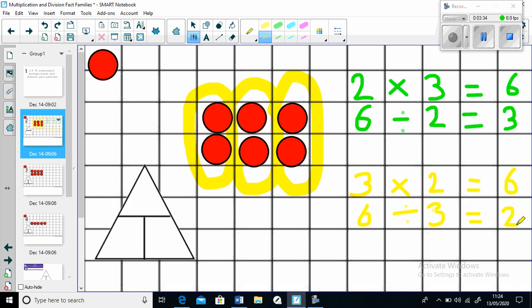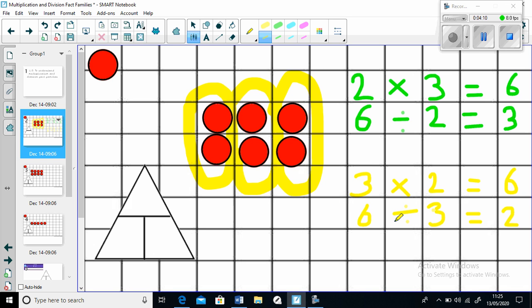So you can see that this little array, this little arrangement of counters in rows and columns has helped me to come up with 2 multiplication calculations and 2 division calculations. If we inspect the numbers in each of these calculations very closely, you can see something unusual has happened. 2 and 3 and 6. Goodness me! All the numbers are the same. They're just arranged in different arrangements using different symbols.